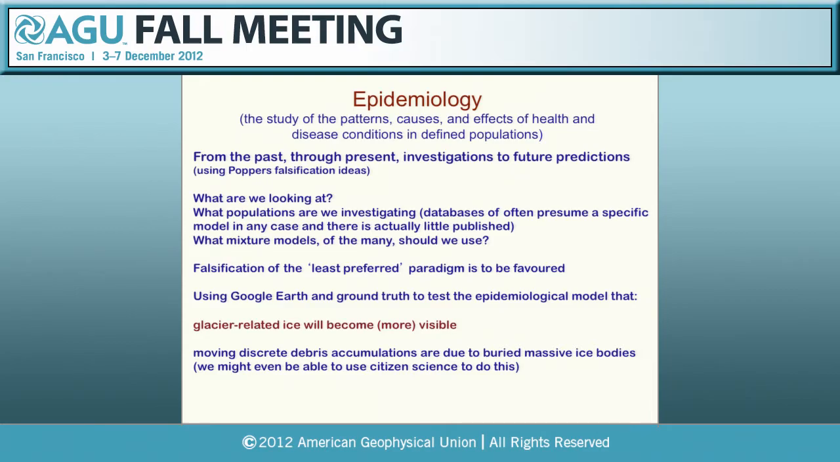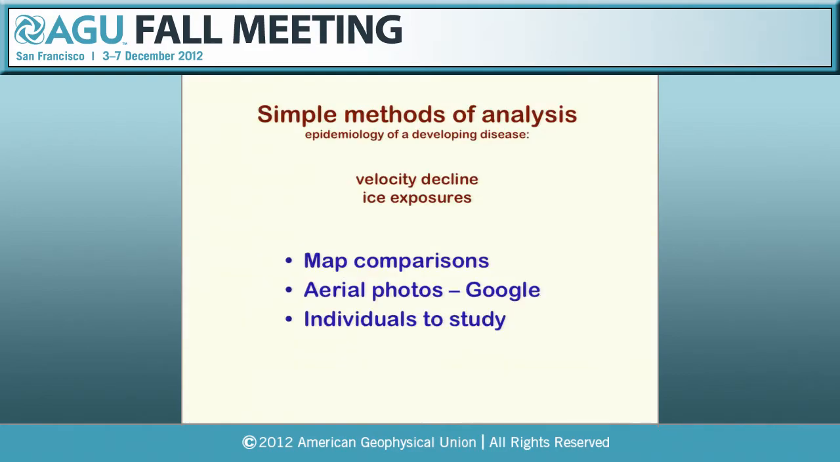So can we use Google Earth and ground truthing to test this epidemiology? Can we actually see an outbreak of, if you like, ice exposures? And I think that we can, and this is what I'm suggesting, that as we get more warming taking place, then this ice will become visible. Do we actually see that in practice? So we're going to look at some map comparisons.